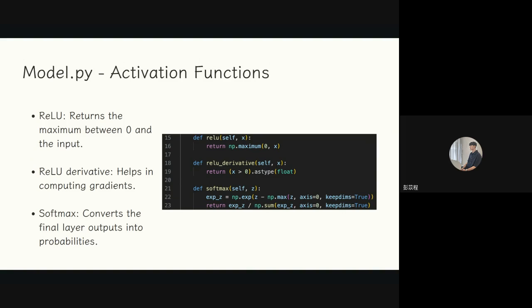Okay, now let's talk about the activation functions and how the forward propagation works. Our class implements 2 critical types of activation functions, the ReLU and the softmax. First, the ReLU is a very simple function. It just returns the greater value between 0 and the input. Its derivative is also defined, which is essential for backpropagation later on.